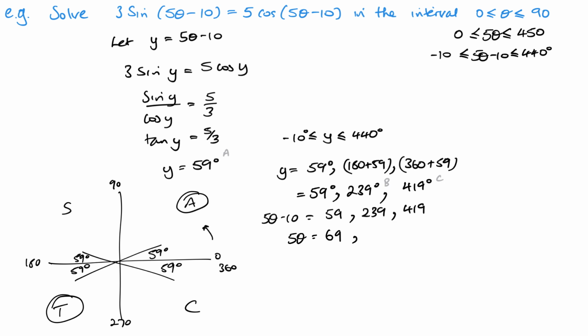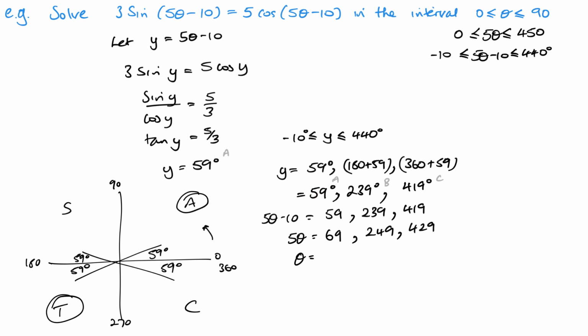So 69 to 49, 429. Now I want to divide each of them by 5, and if I'm using my original answers here, which would have been A, B and C, if I haven't changed them, I just need to remember to add 5 to them. I'd normally do what we're doing here.